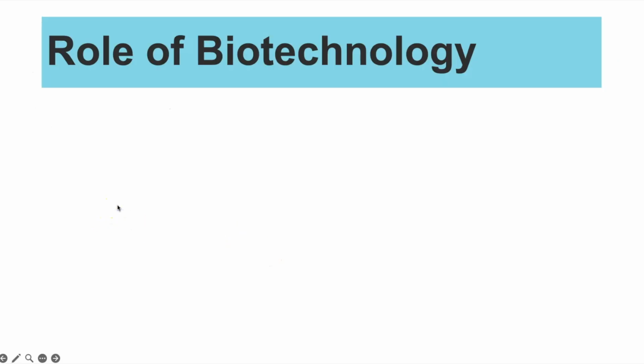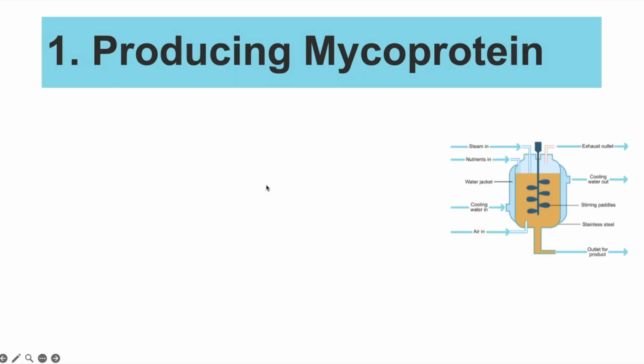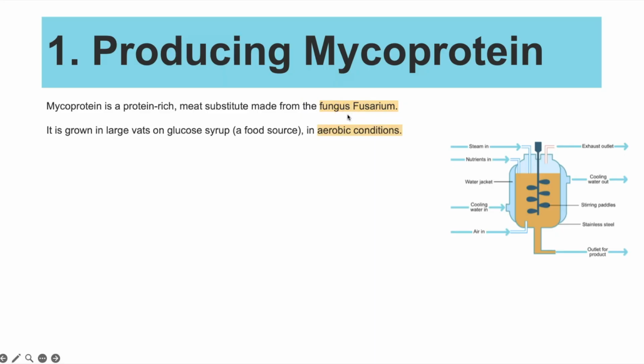The last bit in topic 7 is the role of biotechnology in food sustainability, but also in agriculture and in medicine. Biotechnology is when we're using biological processes and microorganisms to help. So number 1 is producing mycoprotein, which is a protein-rich meat substitute made from the fungus Fusarium. The brand name is Quorn, so you've probably heard of Quorn.